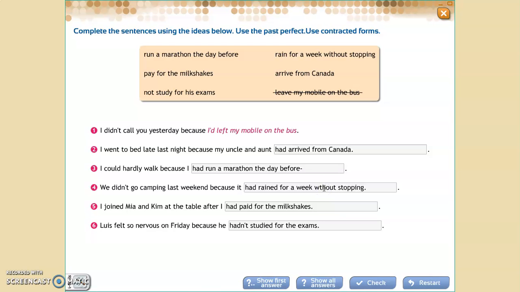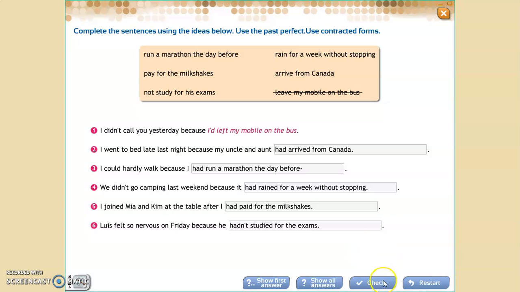Okay, so I'm going to correct the mistake here. I joined Mia and Kim at the table after I had paid for the milkshakes. And the last one, Luis felt so nervous on Friday because he hadn't studied for the exam.